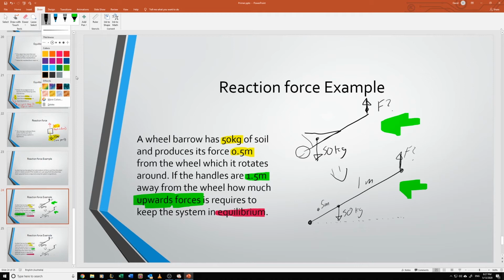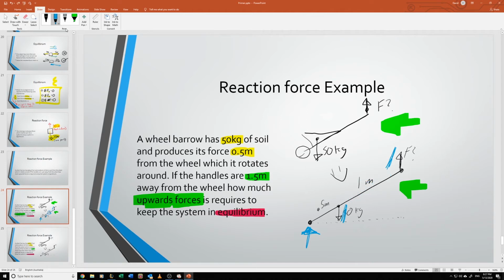Well, the wheel is actually producing some sort of force in this system. We know that because the wheelbarrow has to be holding up this weight. Otherwise, if we just have an upwards force over here and a downwards force over here, the system's just going to want to start to rotate around this direction because we're going up here and down here. So it's going to twist around, and that's going to be no good.